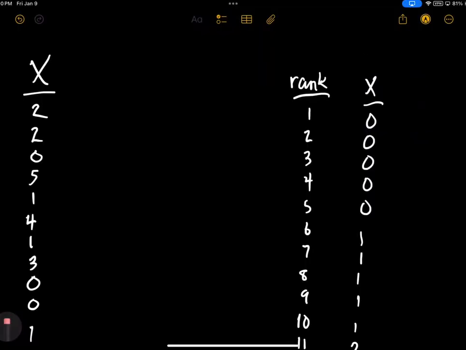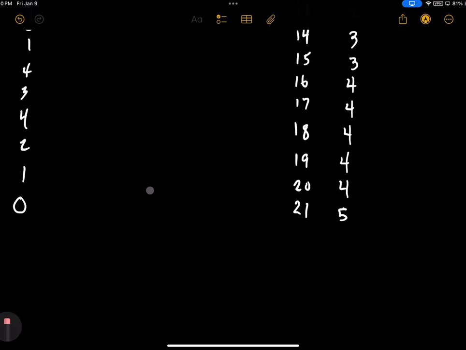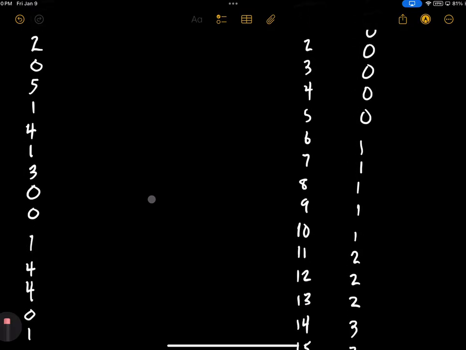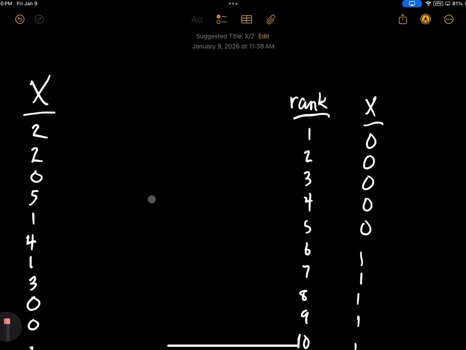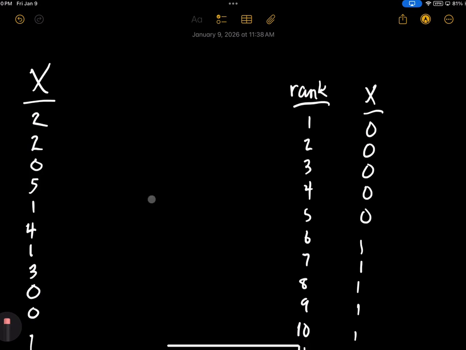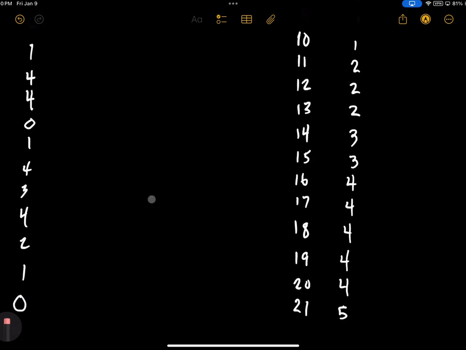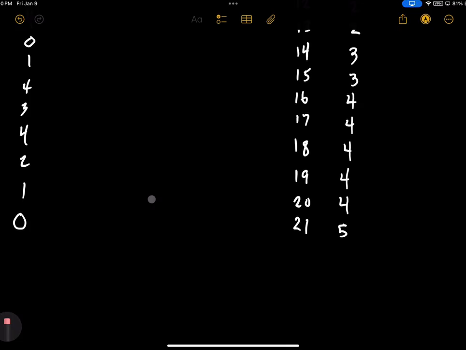Okay. We've got a data set. It is a large one. We actually have 21 numbers in this data set. And we are supposed to do some things with it. First, we are supposed to compute the mean. Okay. So in order to compute the mean, I am going to need to add up all of these numbers.